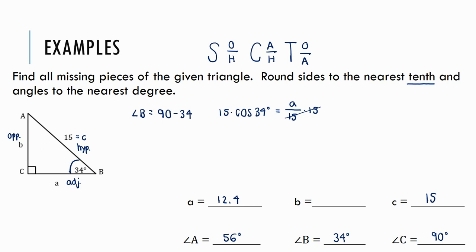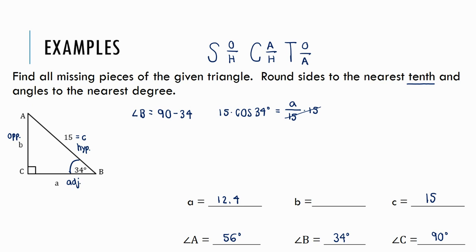Now, even though I have technically 2 sides of my right triangle, I'm not going to do the Pythagorean Theorem to find the 3rd side. The reason why is because we rounded our answer for the side of A, and if we use a rounded number, it's not going to be an exact answer when we try to find side B. So we're going to go back to doing our SOHCAHTOA again.